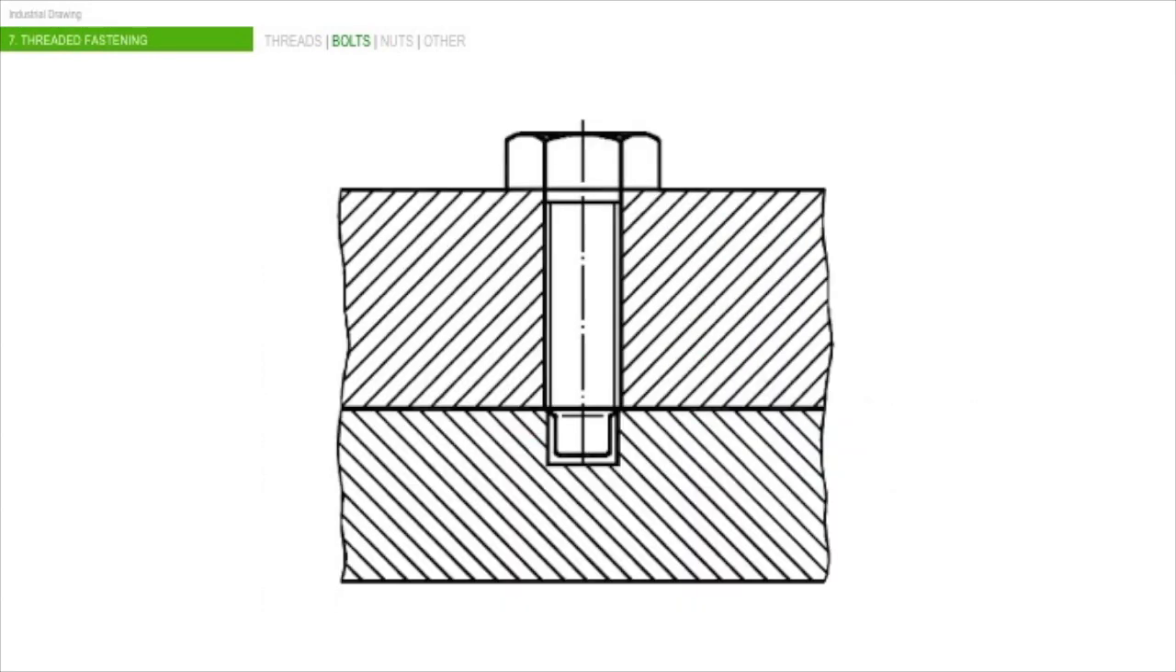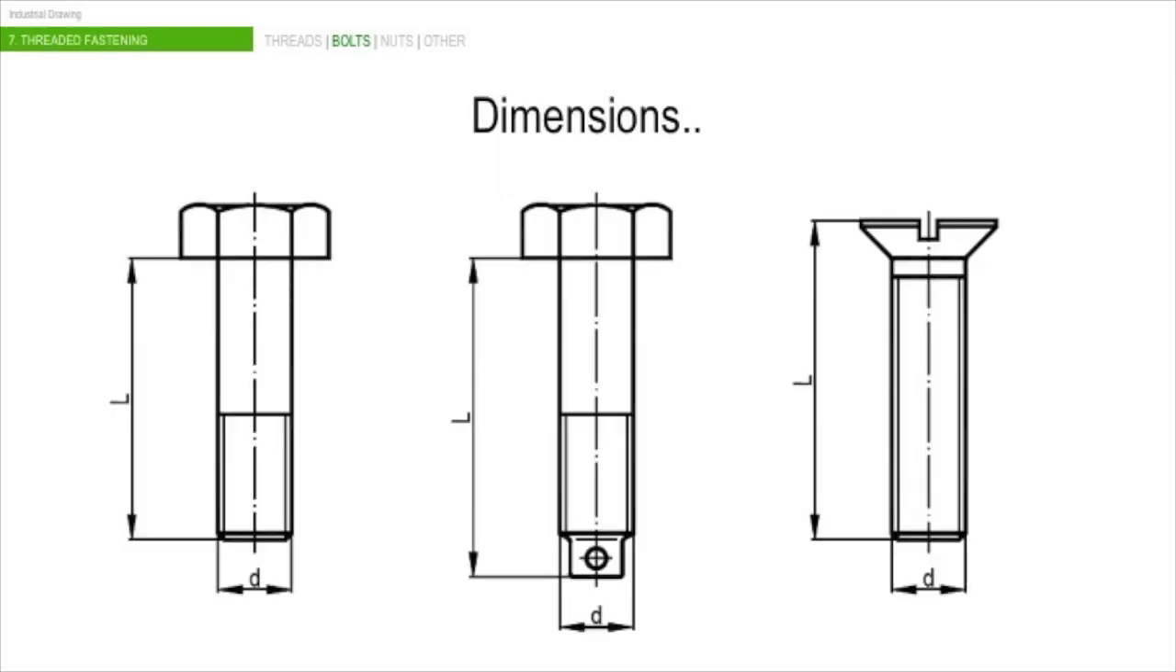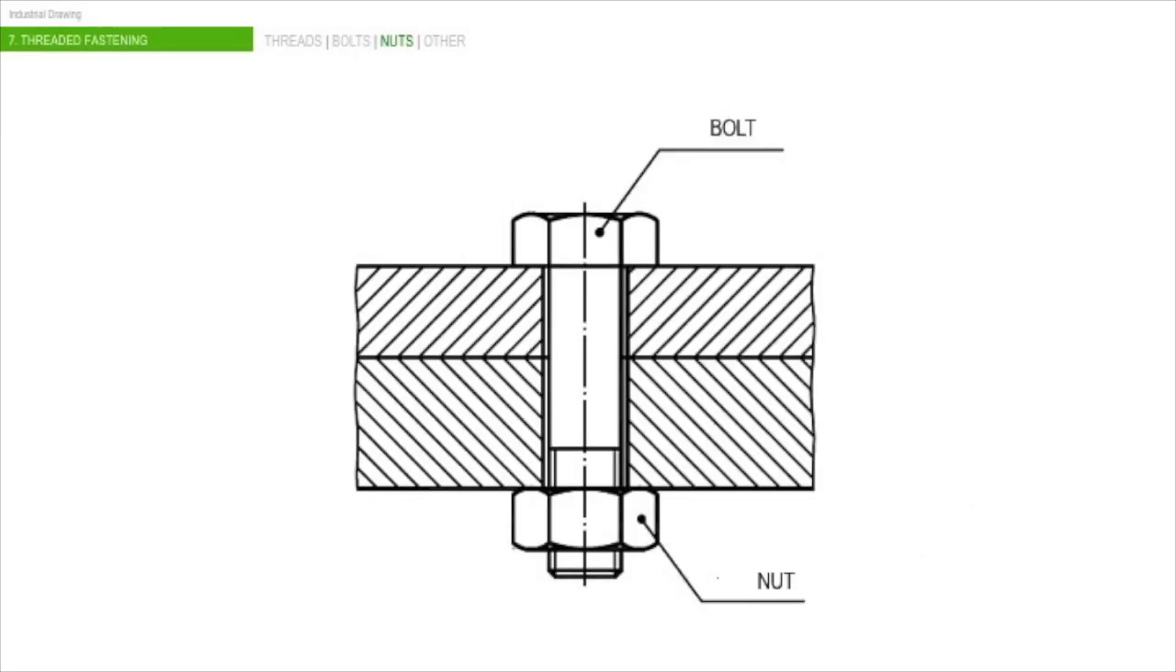This is another use for bolts, for guiding objects. We can also use bolts for pressing. This is the way we dimension the bolts. Take into account that the dimension length is always the length of the part that can be inside of another part. We usually use bolts with nuts.